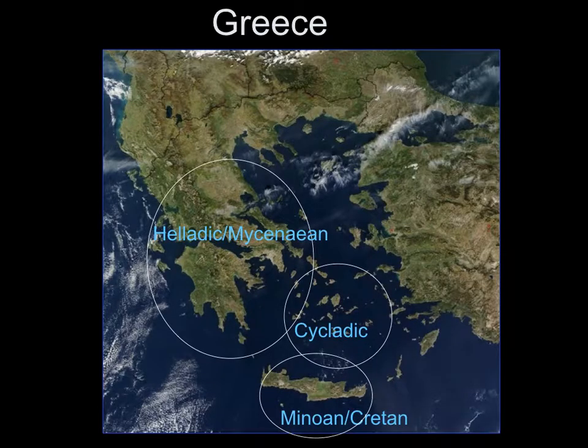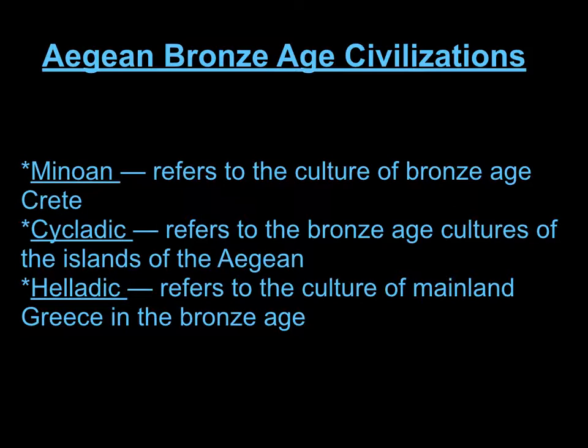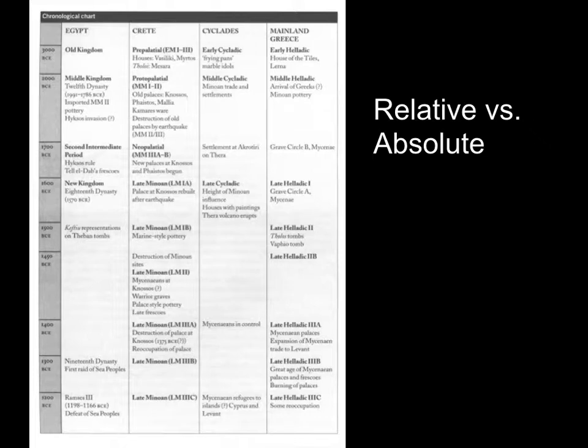Looking at another map here, those particular regions in the Bronze Age are referred to by particular cultural names. Those on the mainland are referred to either as Mycenaeans or the Helladic period. Those in the Cycladic Islands are Cycladic, and those on the island of Crete are referred to either as Cretan or Minoan. Essentially these are our three relative dates for the prehistoric Aegean: Minoan, Cycladic, and Helladic. It refers to the period from about 3200 BC until about 1100 BC.